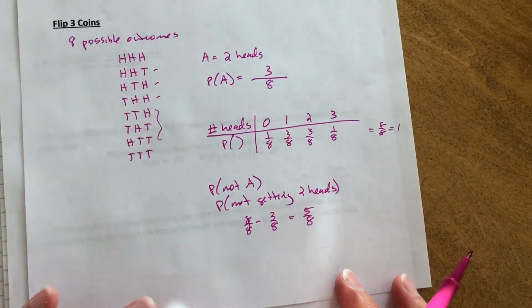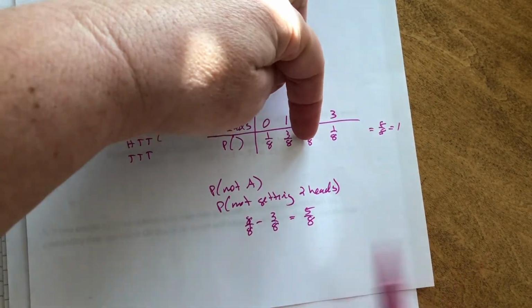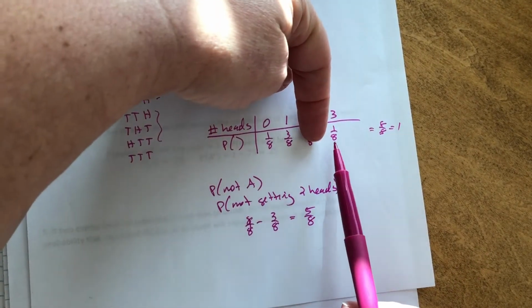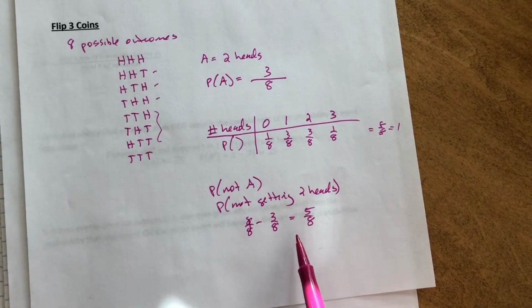And if I think about that from my probability model, this is the probability of getting 2 heads, so the probability of not getting 2 heads are the other probabilities, so 3, 4, 5 eighths. Okay, but I can always do the complement of 1 minus.